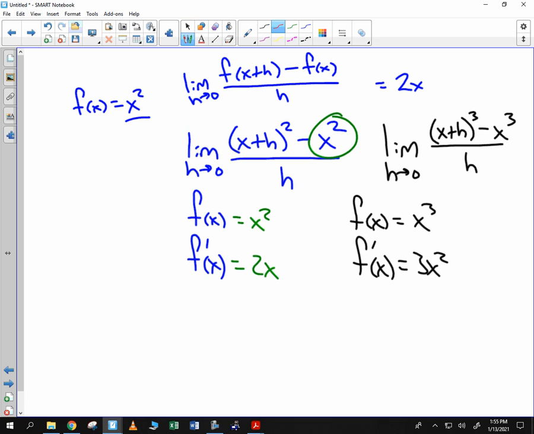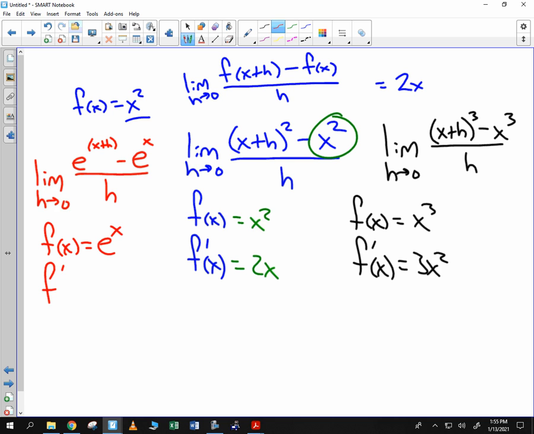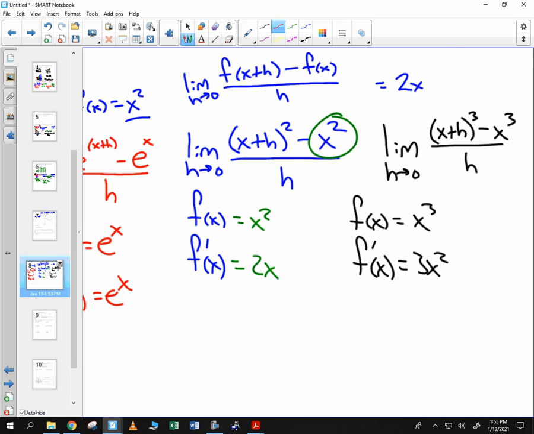Last one. Suppose I said the limit as h goes to 0 of e raised to the x plus h minus e to the x all over h. You would say the function is e to the x, and you know the derivative is e to the x as well. You don't even need to determine the limit, because you identify the function and you identify the derivative.